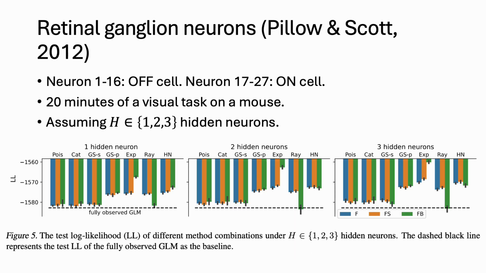The second experiment is about retinal ganglion neurons. In this experiment, we have 16 off cells and 11 on cells. Since we don't know how to assume the number of hidden neurons, we assume up to 3 hidden neurons. We also train a fully observed GLM, which is 0 hidden neuron, as a baseline. We can see that Gumbel softmax pathwise and half-normal with forward-backward perform better, and exponential with forward-backward performs extremely well compared to others, which is very interesting.